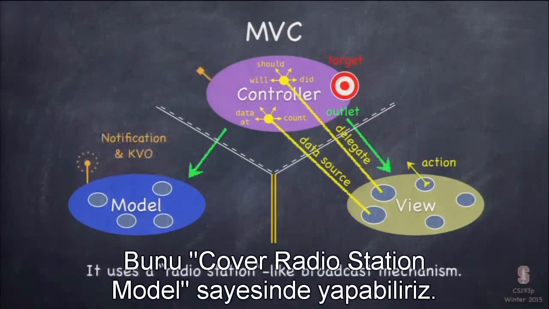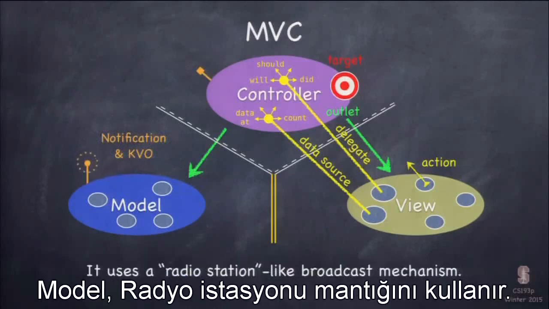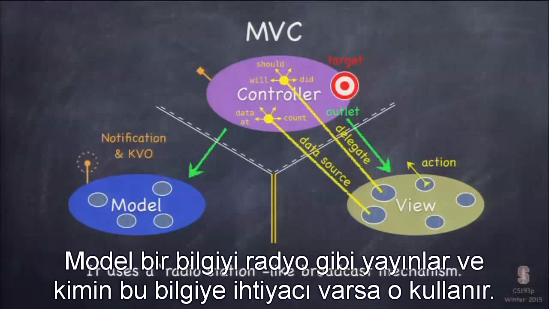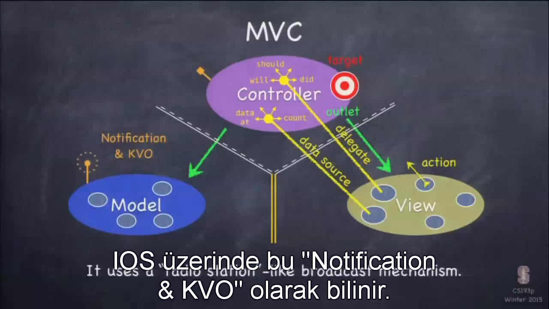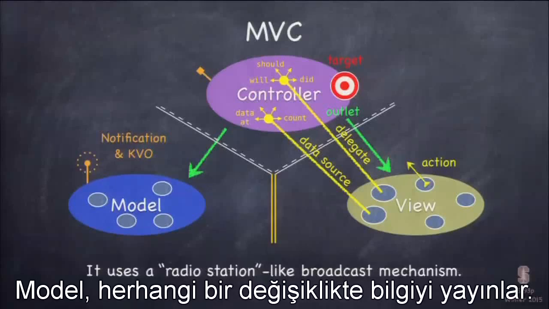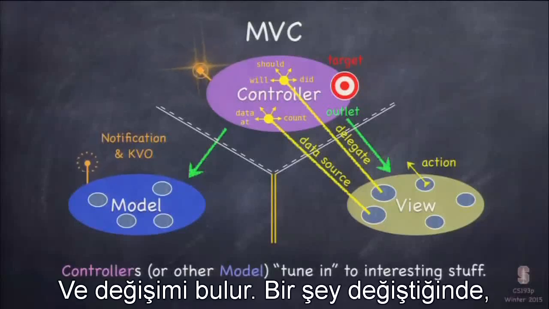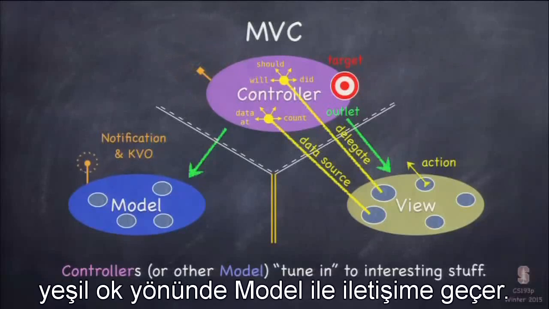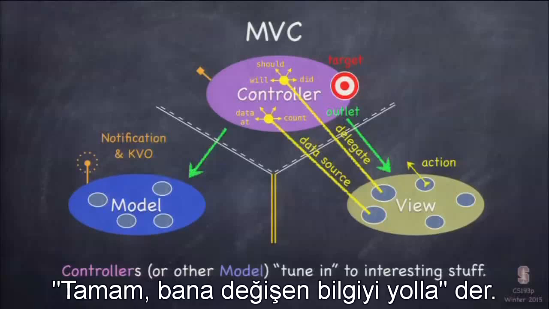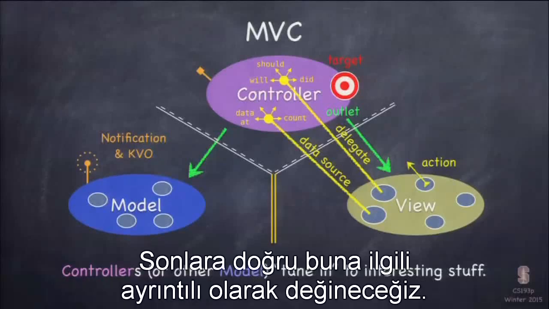We do that using kind of a radio station model. Okay, so the model, with a radio station concept, will essentially broadcast information to anyone who's interested. Okay? And the mechanisms for doing this in iOS are called notification and key value observing, KVO we call it. And so the model can just say, anytime something changes in my model, I'm just going to broadcast on my radio station. And then the controller simply tunes into that radio station. And it can find out things are changing. And when it finds out something changes, it's going to communicate via its green arrow to the model and say, okay, give me that data that changed. Right? Does that make sense?